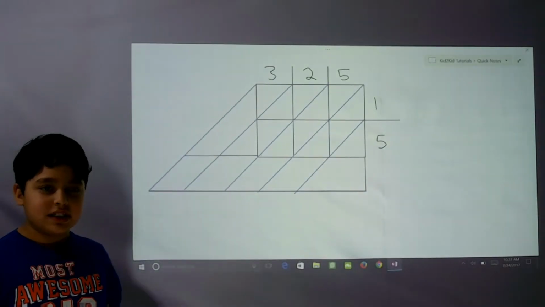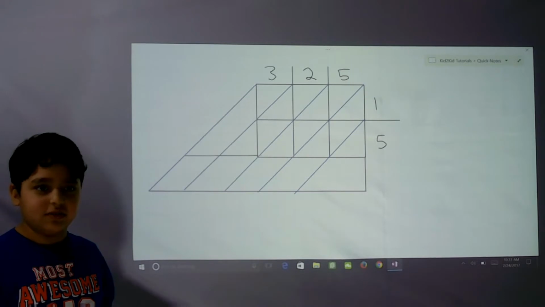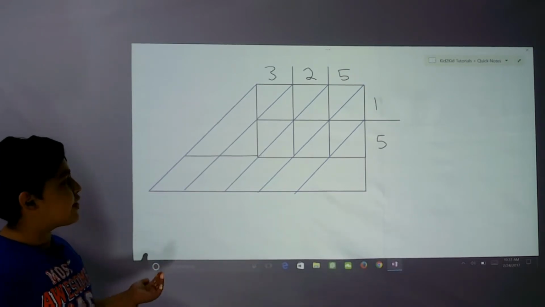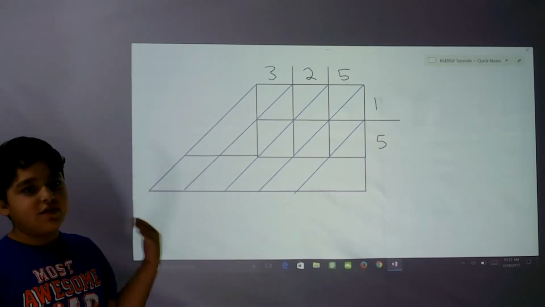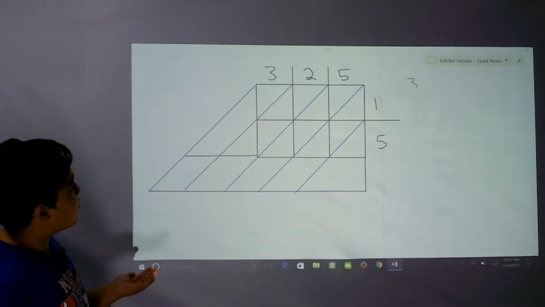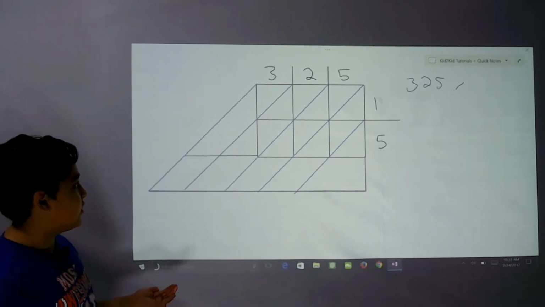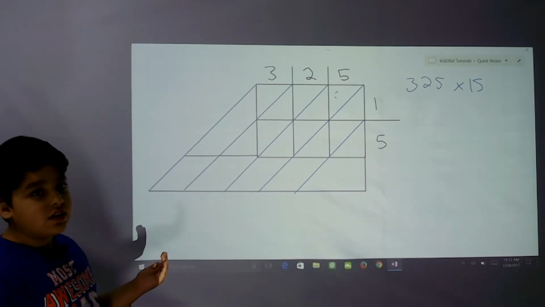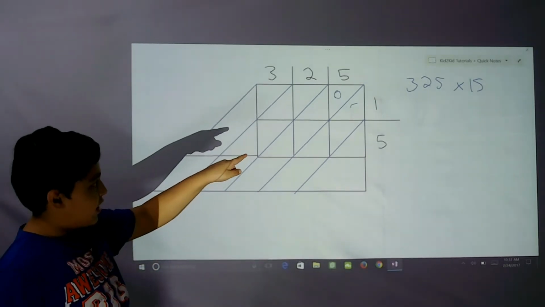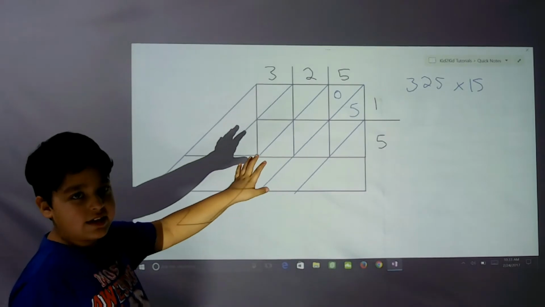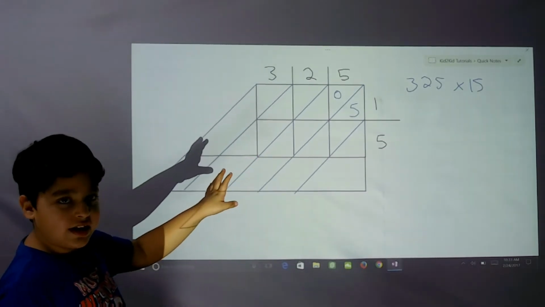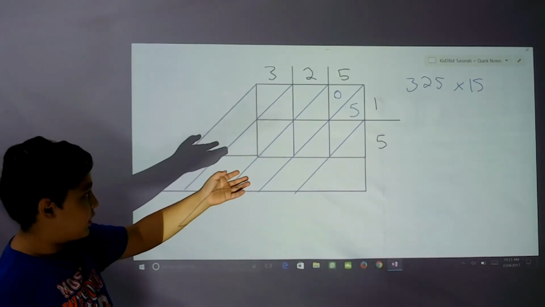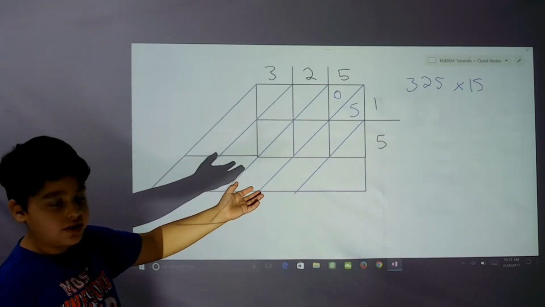Okay, let's do our second problem, or the last and final problem. So we have 325 times 15. So we could do 1 times 5 first. So 1 times 5 equals 5. So remember, the 0 and the 5. The 0 is the tens, because there's nothing in the tens, so it's 0. But 5 is in the ones.